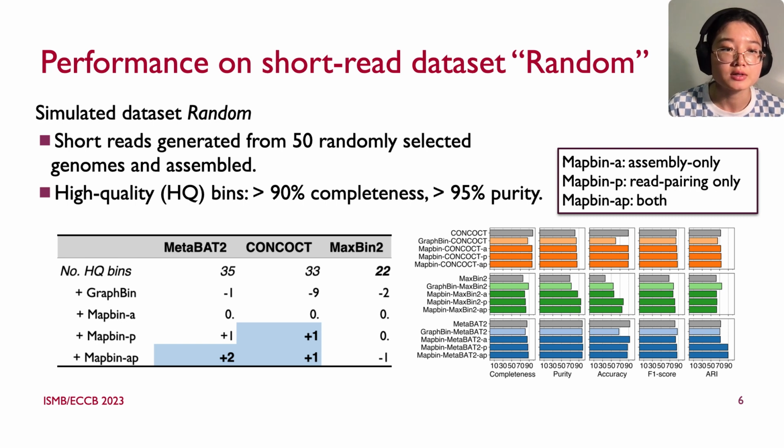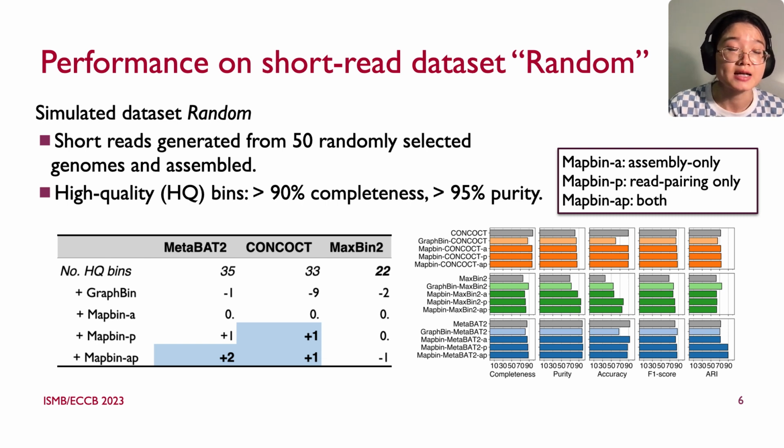So for different runs on the same dataset, we compare the common bin quality metrics. And there are 6 of them here. Apart from the number of high-quality bins, the rest 5 are all overall statistics for all the bins generated by the tool. And they include completeness, purity, accuracy, F1 score, and the adjusted rand index, the ARI.